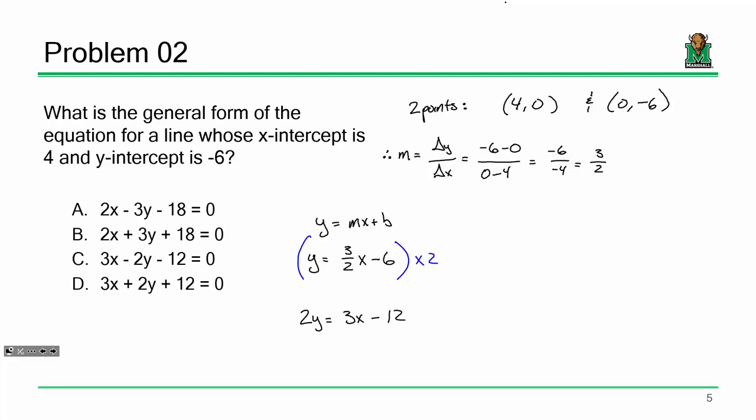All right? And then I need to get everything over onto one side. What's the easiest way to do that? Easiest way to do that is just to subtract 2y from both sides of the equation. If I do that, on the left side of the equation I get 0, and on the right side I get 3x minus 2y minus 12. Simple, right? Pretty straightforward. Y'all good? Okay.